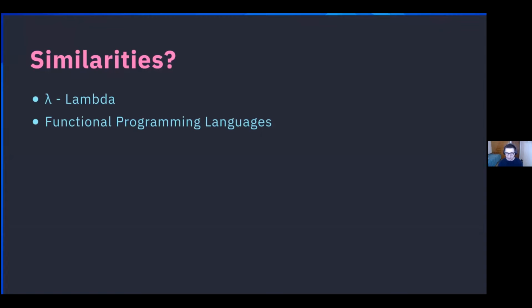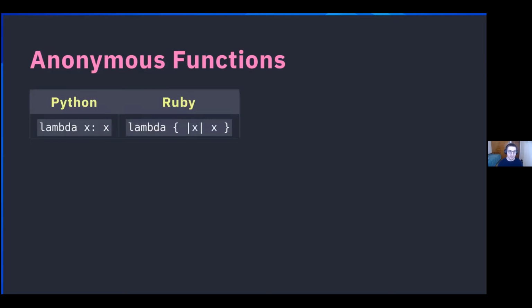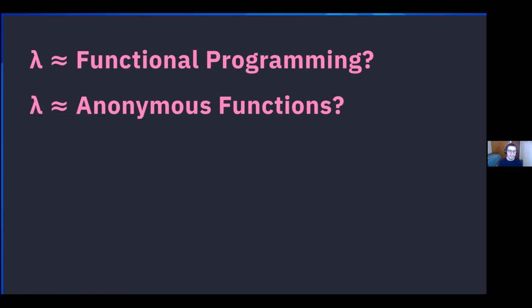And on a completely different note, when you're programming in Ruby or Python and you want to define an anonymous function, you use the keyword lambda. You've probably heard of lambda functions, right? So what is it about lambda that is somewhat related to functional programming, to anonymous functions, and to functions in general, as it seems?